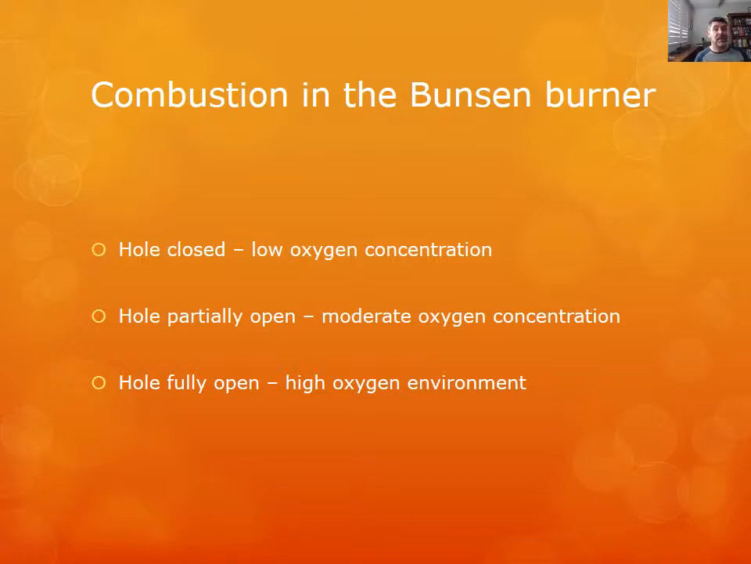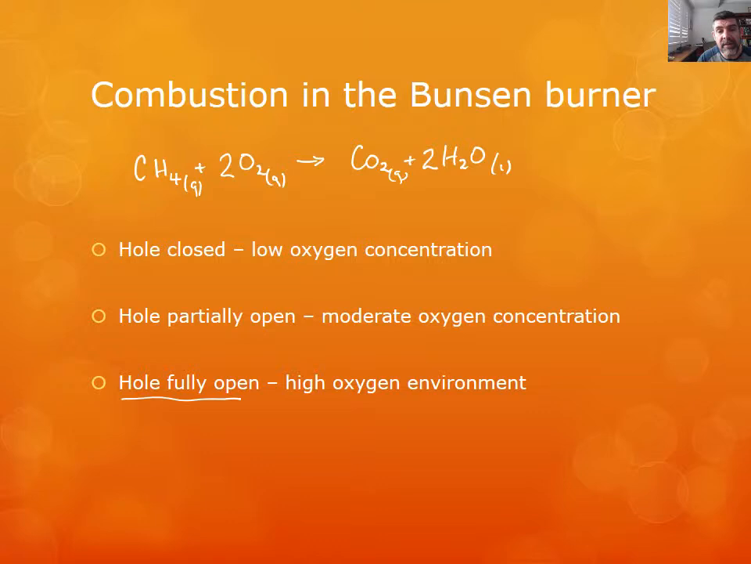We can demonstrate this simply by looking at the Bunsen burner. Now, of course, in the Bunsen burner, we're more likely to be burning methane, CH4, plus O2, and that's going to form CO2 plus H2O. The assumption that we have here is that we have the hole fully opened, so we have a high oxygen environment. So these are gases and a liquid, and these are what you get when the oxygen levels here are high.